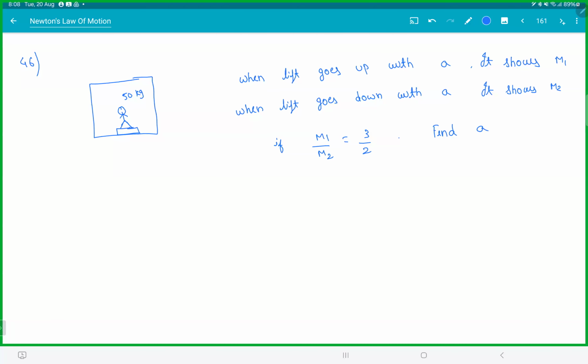So this person is placed in a lift and you have a weighing machine. I think you don't need that 50 kgs also. Let the mass be M. When the lift goes up, it shows M1. When the lift goes down, it shows M2. Same acceleration, and the ratio M1 by M2 is 3:2. Find A.